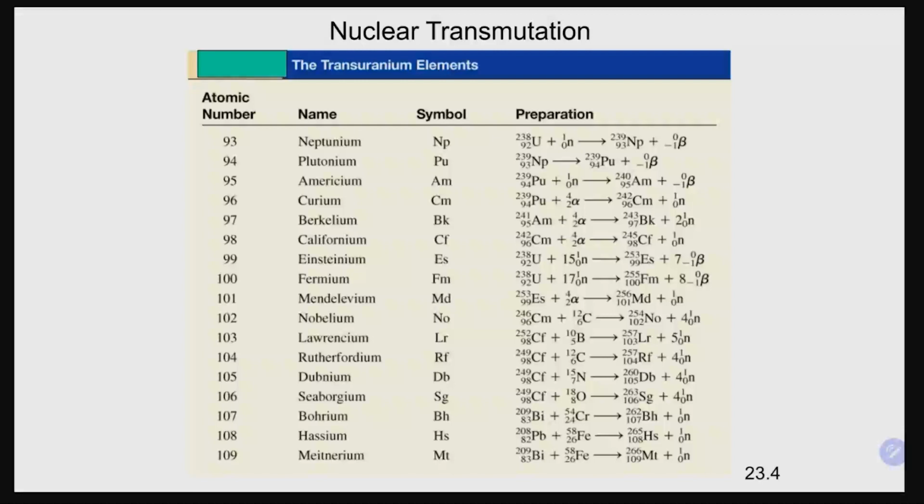A lot of these are made by shooting particles at some stable nuclei. As you can see, maybe some neutrons, maybe some alpha particles, creating some of these man-made type elements that can be developed.